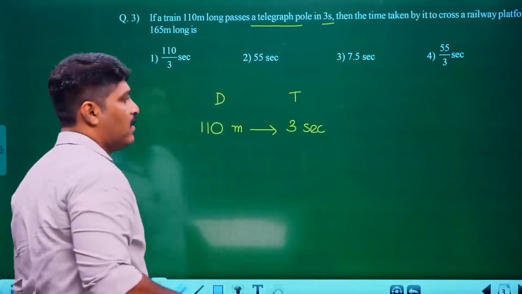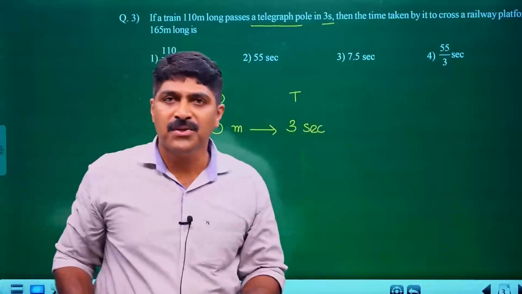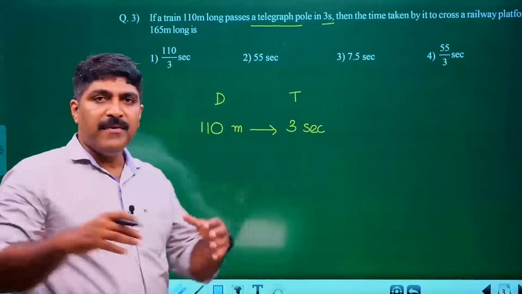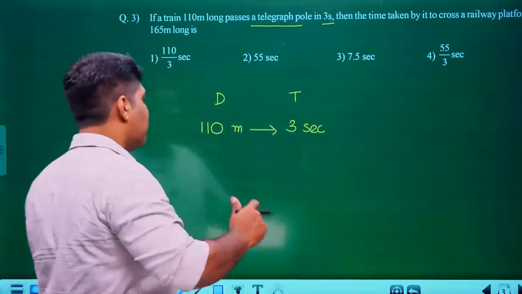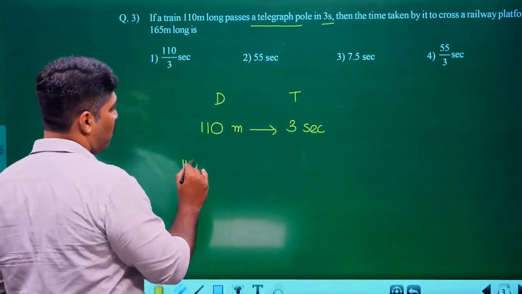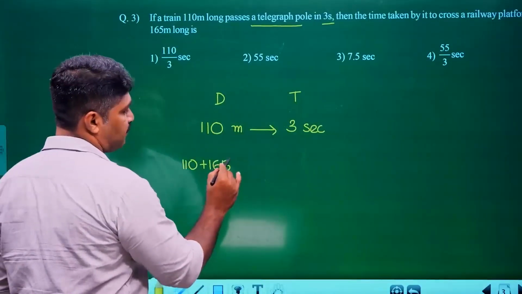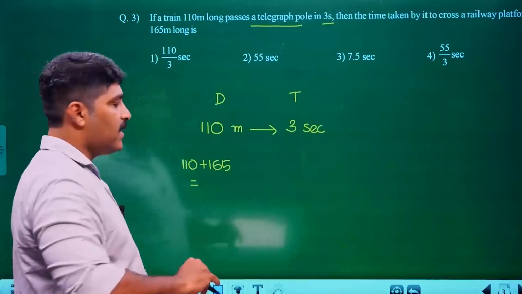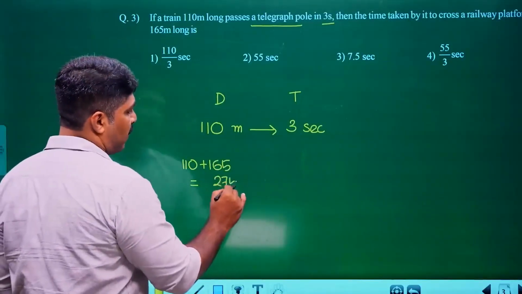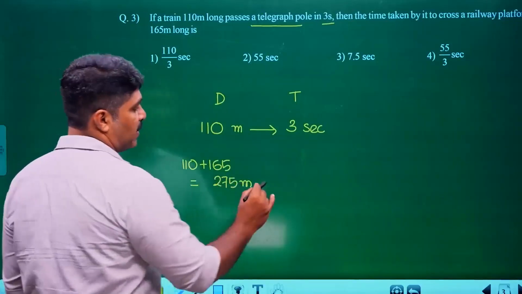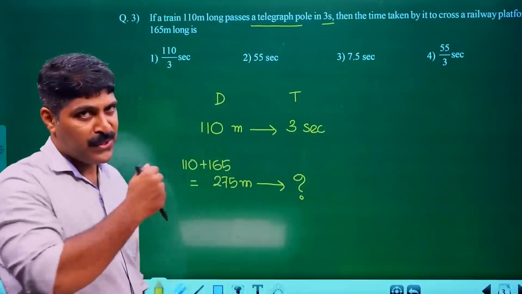Then think about the same train crossing a platform of length 165 meter. At that time, what is the distance actually covered through that activity? That is nothing but the sum of the length of the train and the length of the platform. So this is equal to 110 plus 165, that is equal to 275. So that is 275 meter. So think about how long it will take to cross this distance.